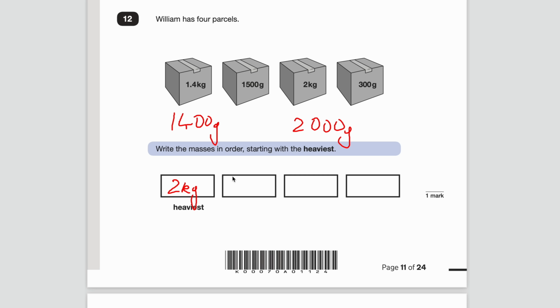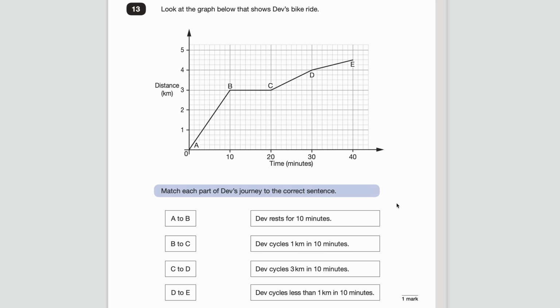Next one then is 1,500. Again, using the labels on the box. Then it's this one, isn't it? 1,400. And finally, 300 grams. So there you go, that's your answer. Number 13, look at the graph below that shows Dev's bike ride.